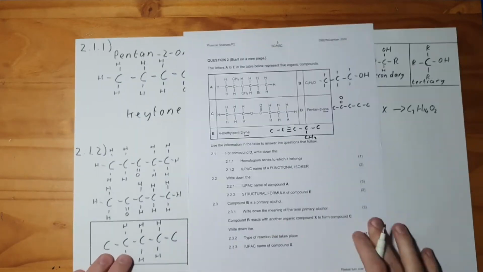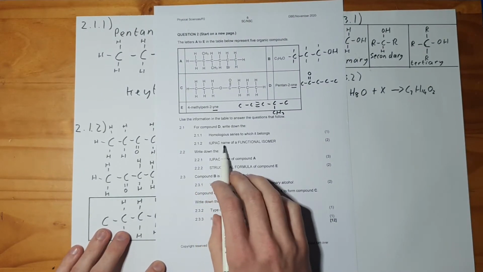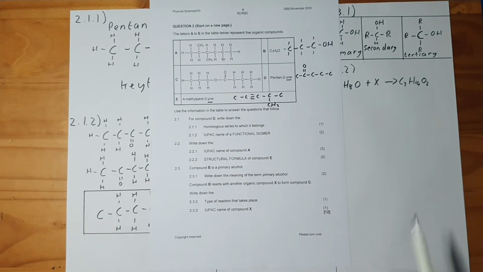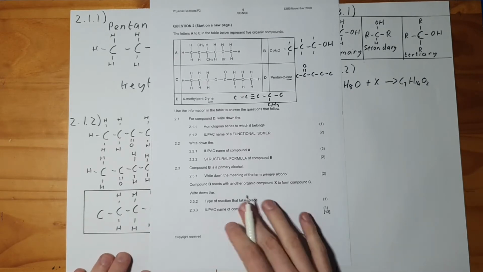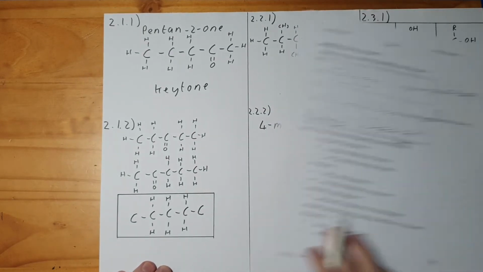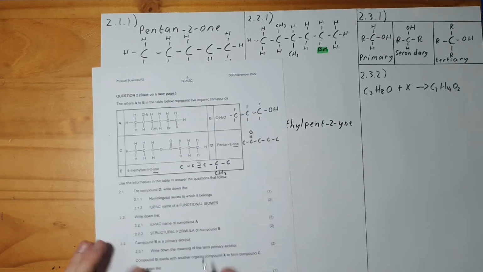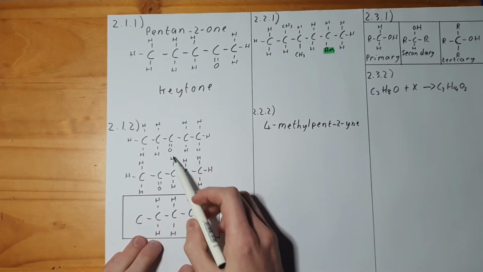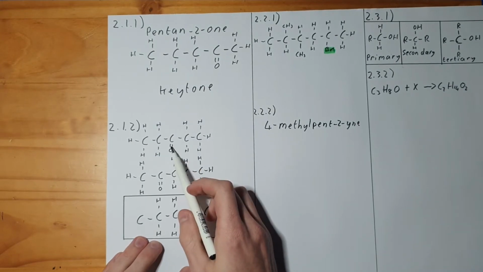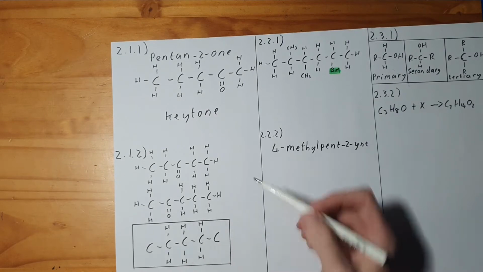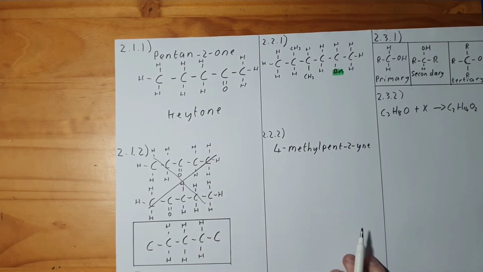Looking at 2.1.2, it says give the IUPAC name for the functional isomer of D. Now the definition of functional isomer is molecules with the same molecular formula but belonging to a different functional group. So let's have a look at the bottom. Originally I had this one over here, so my oxygen's on the second carbon. If I move the oxygen up to the middle carbon, I still have a ketone. If I move it to the end, I still have a ketone. So these are not changing its functional group.